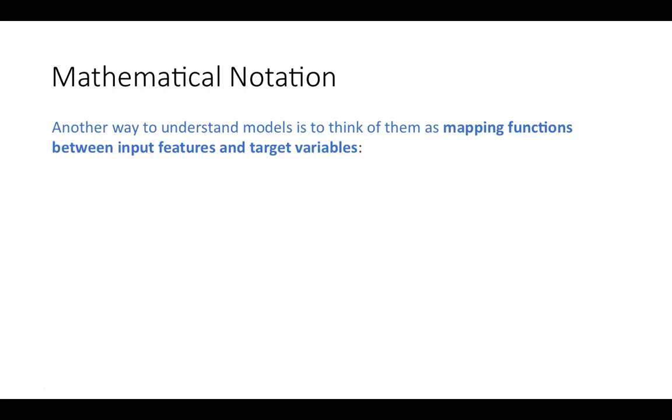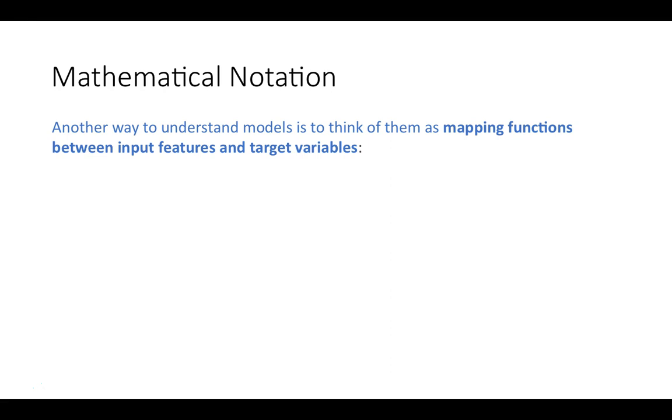So before we get there, let us get into a little bit of mathematics here, because when we talk about the relationships between an input and output, or input features and the target variable, it can be expressed a lot of times in mathematics, especially when we build computer models. It's purely based on mathematics. So let us define this in a mathematical way. Another way to understand models is to think of them as mapping functions between input features and target variables.